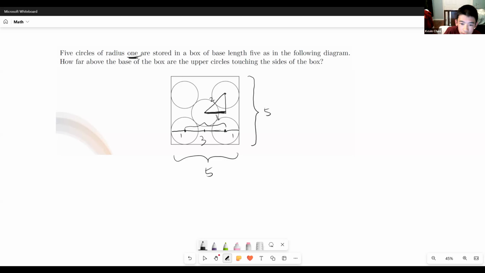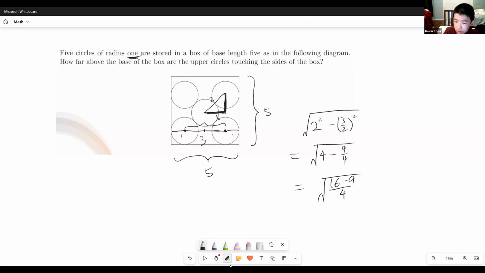And what we are left to find is this leg of this right triangle over here. Since the hypotenuse is 2 and one of the legs is 3 over 2, we can just do 2 squared minus 3 over 2 squared using the Pythagorean theorem and taking the square root, and that's what this side is equal to. After expanding the squares, we get 4 minus 9 over 4 inside. And then we get 16 minus 9 over 4, which is just the square root of 7 over 4. And if you simplify that, we get root 7 over 2. We rationalize the denominator.